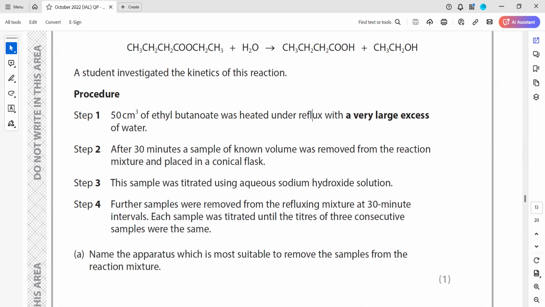If we want to remove a specific amount, a single fixed volume, rather than using a measuring cylinder or a burette, which can measure a variable volume, what is the best apparatus? You can use a volumetric pipette. A pipette is the best because it can measure a single fixed volume. So mention a pipette.